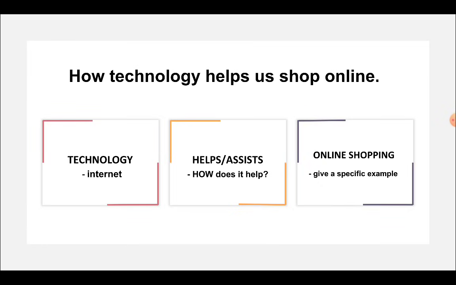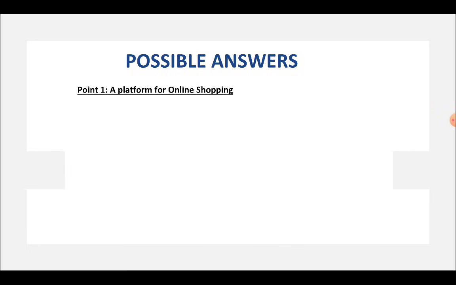One example that we can focus on is internet, as without internet connection, online shopping won't be possible. So your task here is to come up with 2 points to prove how internet helps you shop online by giving a specific example to verify your discussion. This is one of the possible answers for us to look at.